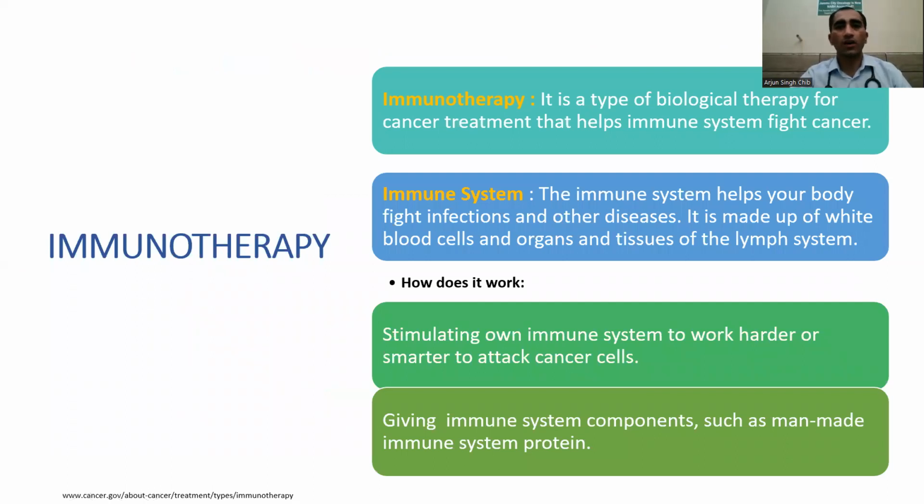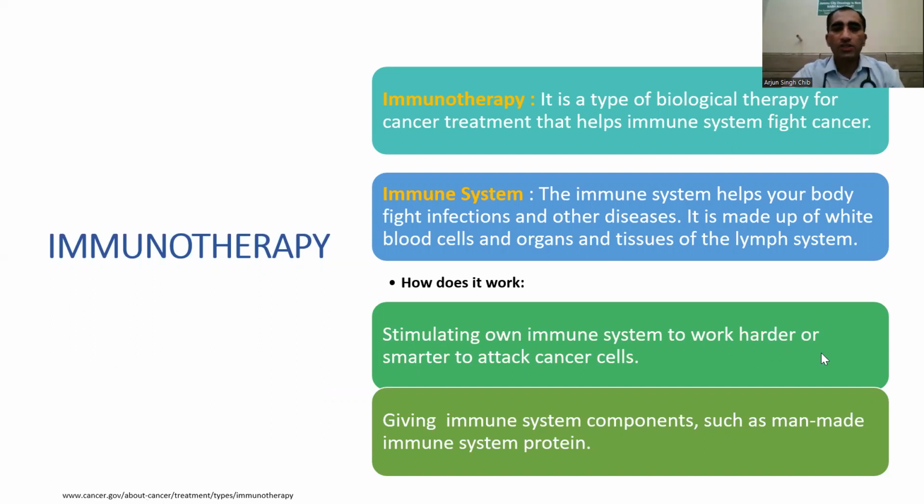So in this slide, what is immunotherapy? Immunotherapy is a type of biological therapy for cancer treatment that helps the immune system fight cancer. Basically, the immune system has two components: one that suppresses immunity and one that increases immunity, and we have a balance in the body. But immunotherapy increases the immunity in the body toward the cancer cells.